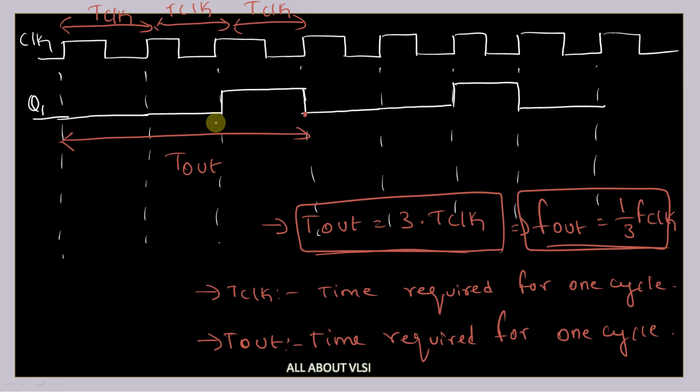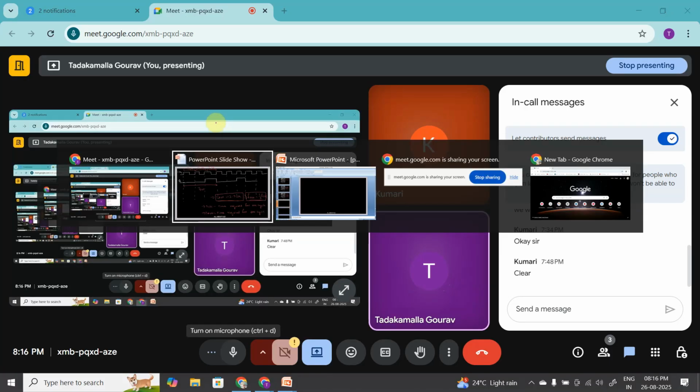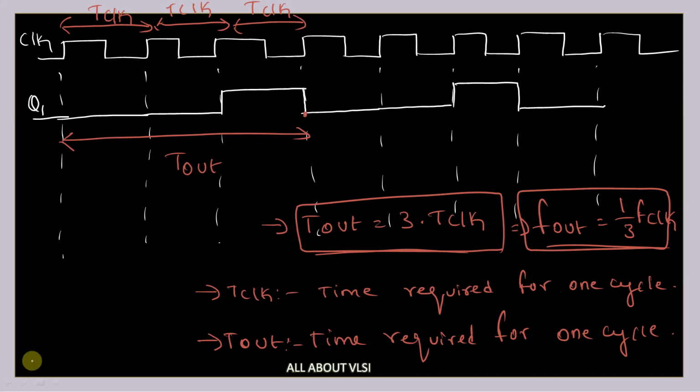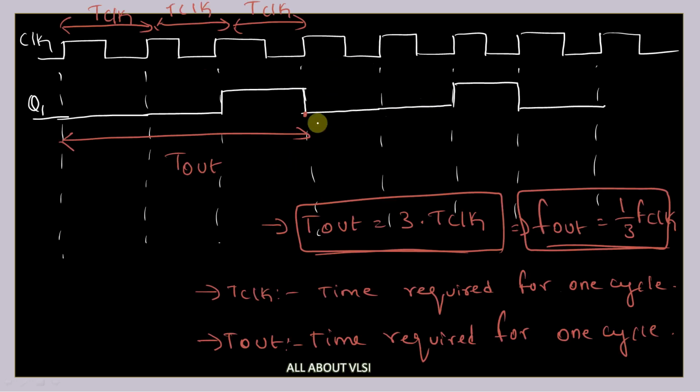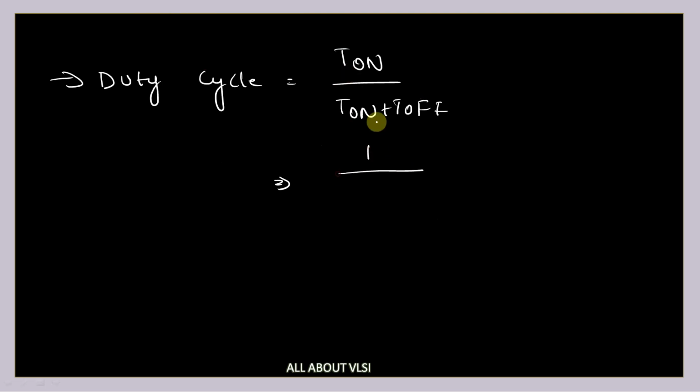Is this clear? Any doubts or any queries? Okay. Now, let us try to find out the duty cycle of this. What is duty cycle? Time period on divided by time period on plus off is the formula for my duty cycle. So what is the time period on? How many cycles is it on? It is only on for one cycle. And T on plus T off is nothing but 3.